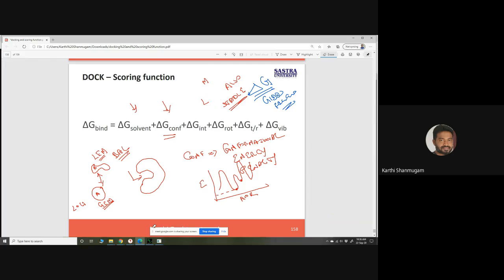Okay, so let me erase the annotation. I have clarified what is meant by delta G solvent and what is meant by delta G conf, right? So the third parameter in this simple scoring function is delta G int.